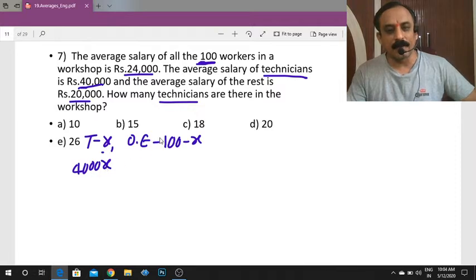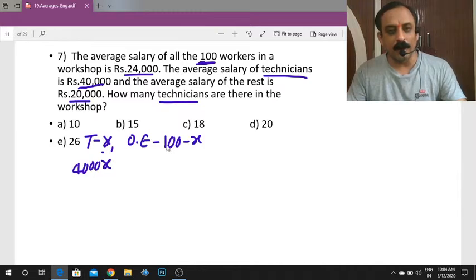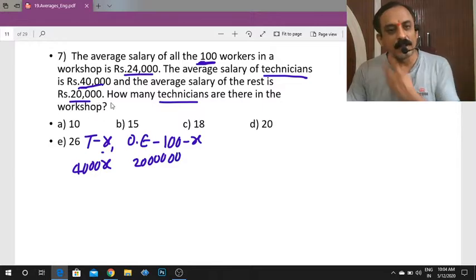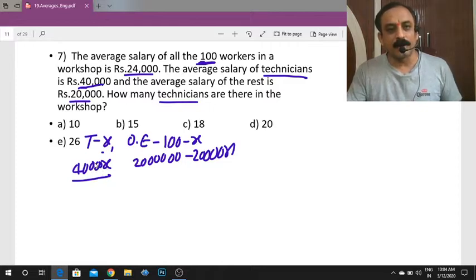Then, what is the total salary of remaining employees? The remaining employees' average salary is 20,000. Remaining employees, 100 minus X employees are there. So 20,000 into 100 is 20 lakh. 20,000 into X, minus 20,000 into X is minus 20,000 X. 40,000 X is the total salary of technicians.